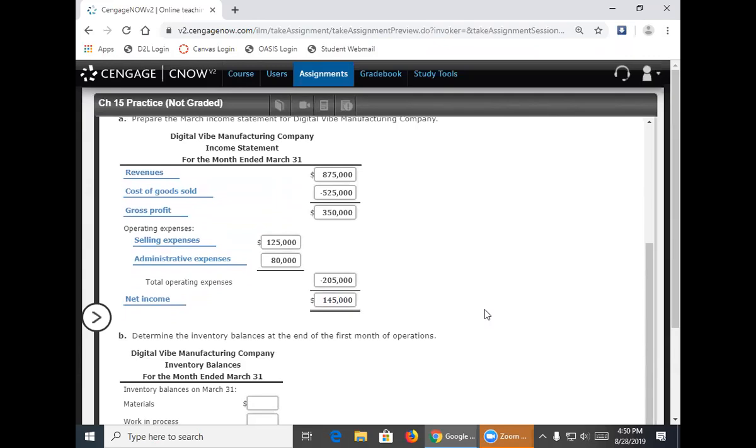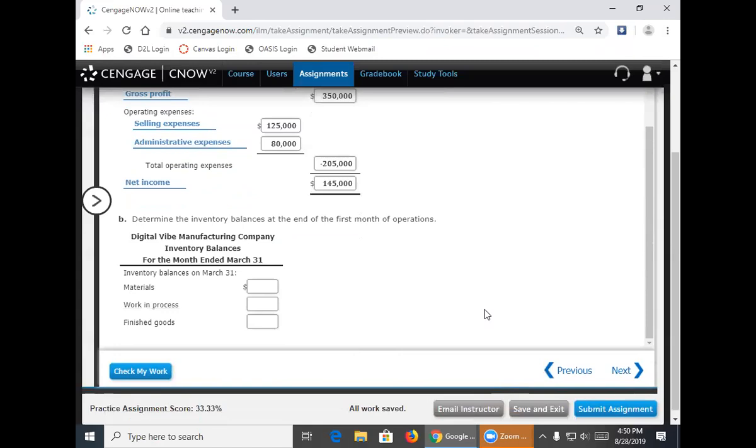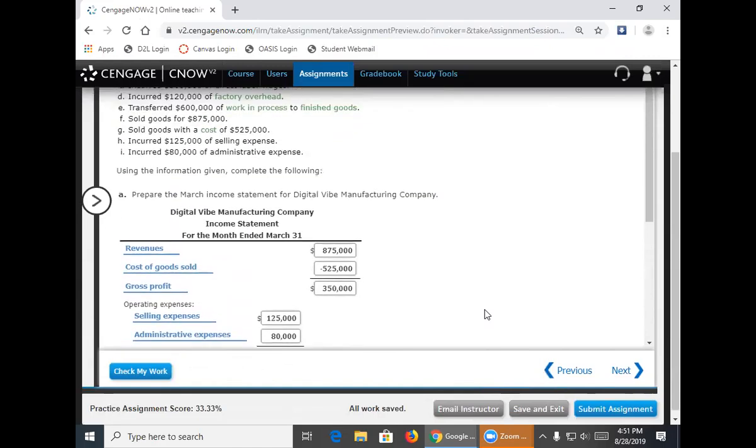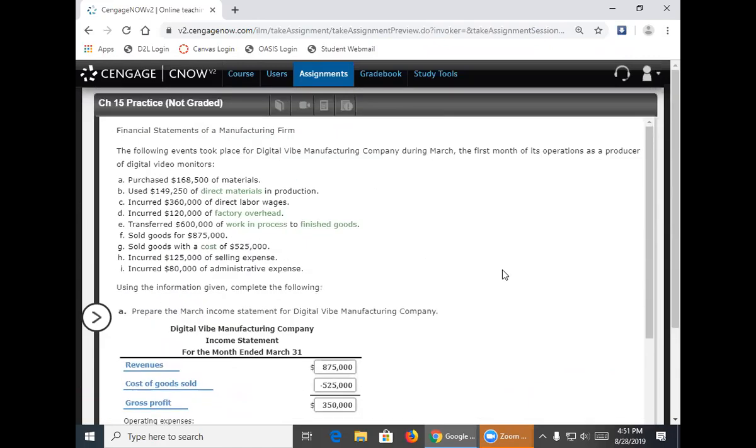But if you scroll down, it's asking you to determine the inventory balances at the end of the first month of operations. So again, that's kind of what I was talking about, the difference from merchandising to manufacturing. In merchandising, we dealt with one inventory account, right? It was listed as an asset, we were good. Well, now we have 3 inventory accounts. So we have materials. All of these inventory accounts are still assets. We just break them down into 3.